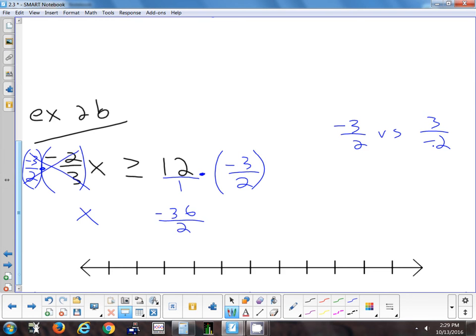What did I multiply both sides by? Negative 3 over 2. So I multiplied both sides by a negative. Do I flip it? How many people think I flip it? Yes. Okay. How many people think that that's the final answer? Negative 36 over 2. It is not the final answer. What can I do? Reduce it. You have to reduce it.